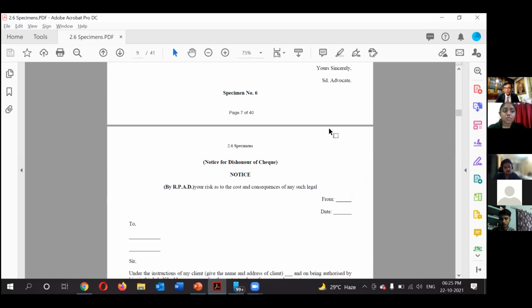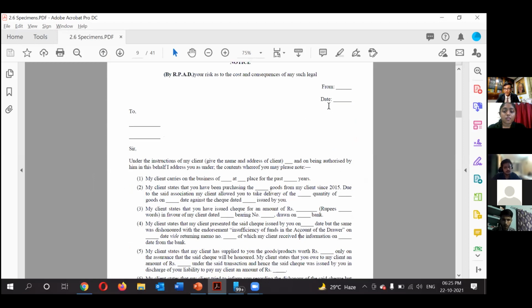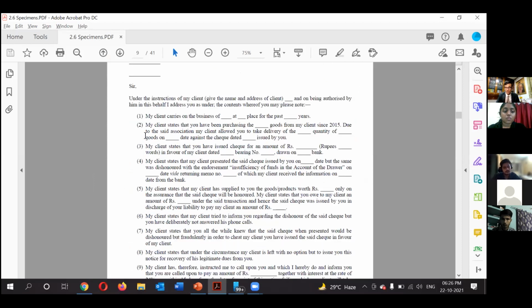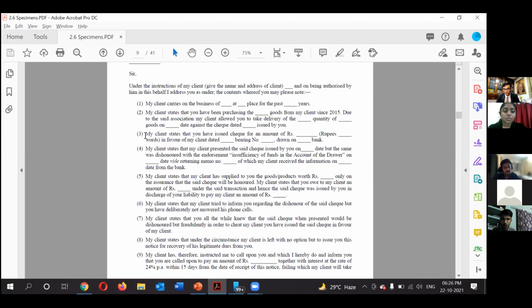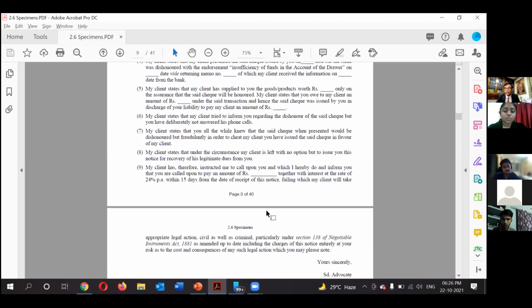Yes. So this is a notice of dishonoring of a cheque. As you can see, from address, date, to. Here there will mostly be the place from which the notice has been sent. Now, sir, madam, whoever it is to, it should say under the instruction of so and so. My client carries on the business of so and so for so many years. These can all be edited and changed to the requirements of your client. It can say that the cheque was issued for so and so amount in favor of my client, dated, bearing number so and so, drawn on this bank. State why it has been done so, all the requirements have to be given. You can say that my client has stated all of them, while the cheque when presented was dishonored.